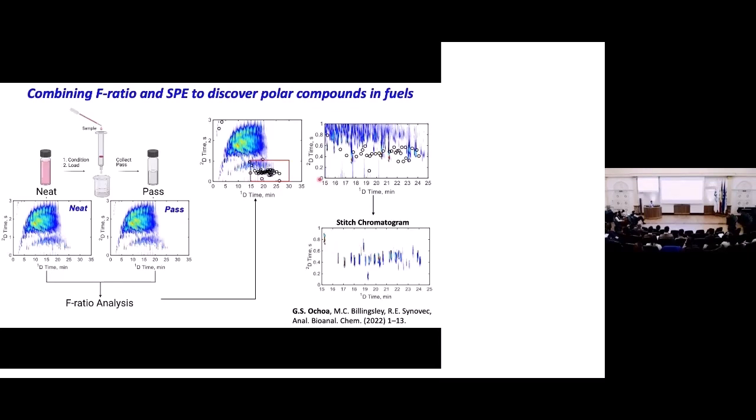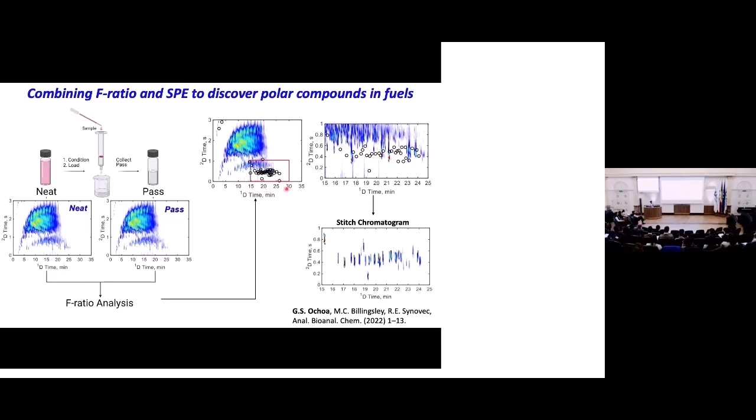And so the idea was to run a neat fuel through a solid phase extraction and collect the fuel that comes out of the SPE cartridge and call it our pass fuel. When you run these by themselves, you don't see much difference, but we can run them through F ratio analysis, finding a nice list of polar compounds that are different. Those are the ones that are all extracted.